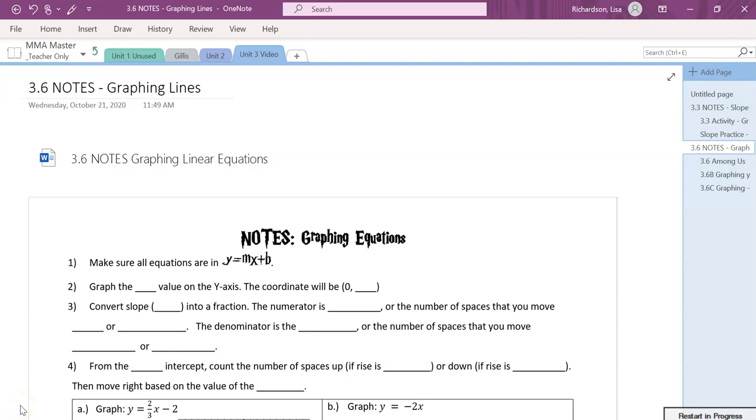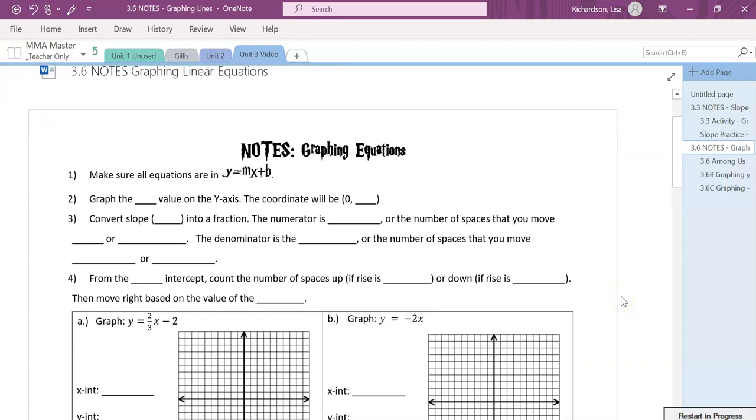3.6, graphing lines. Okay, so guys, we're going to practice graphing today. Make sure all equations are in y equals mx plus b. So I'm going to take one quick second here and let's talk about y equals mx plus b.